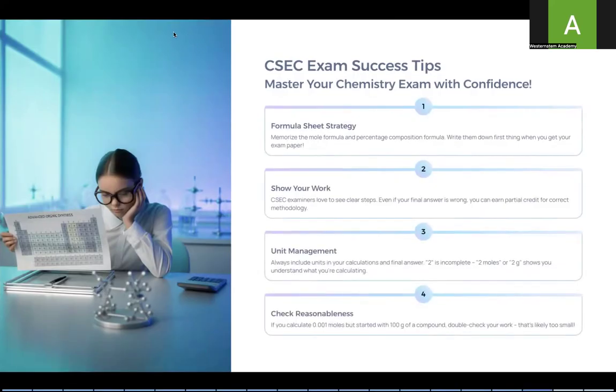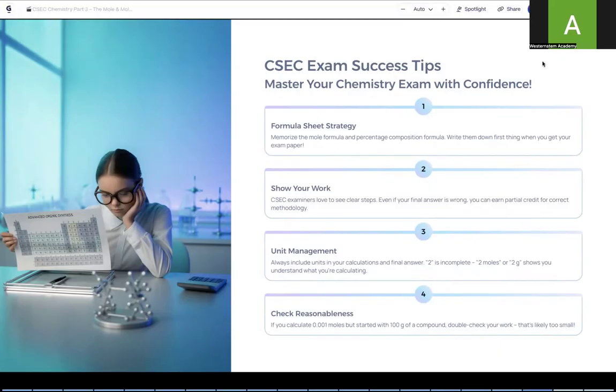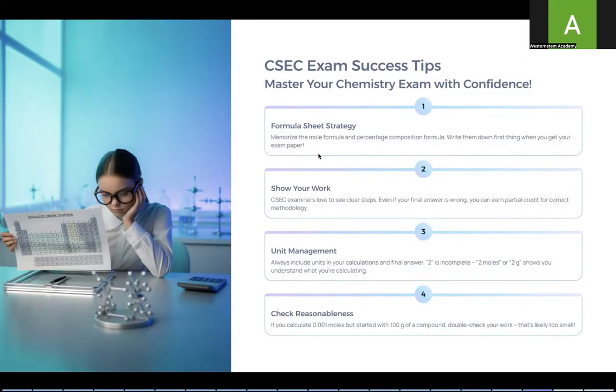Now we're going to be looking at CSEC exam success tips. Master your chemistry exam with confidence. Formula sheet strategy: you're going to memorize the mole formula and percentage composition formula. Write them down first thing when you get your exam paper. Two, show your work. CSEC examiners love to see clear steps. Even if your final answer is wrong, you actually earn partial credit for correct methodology.